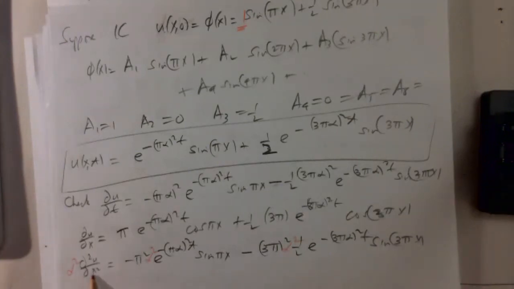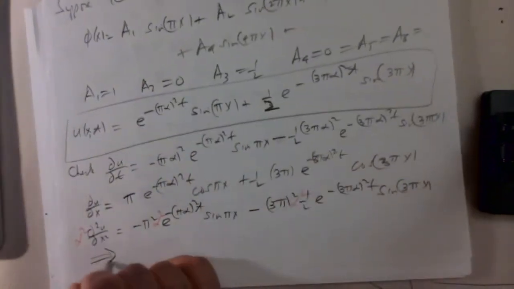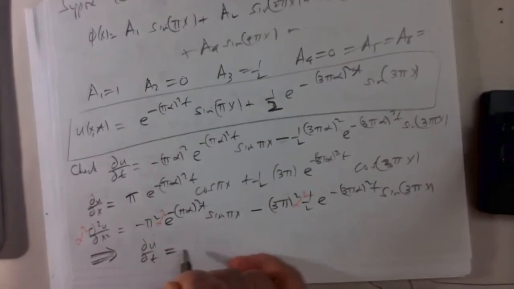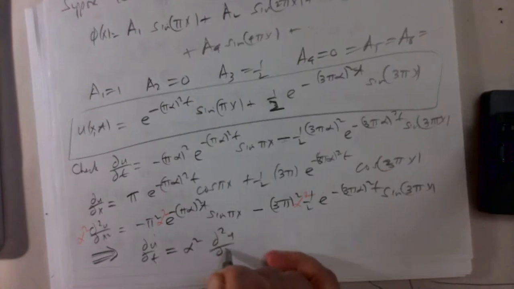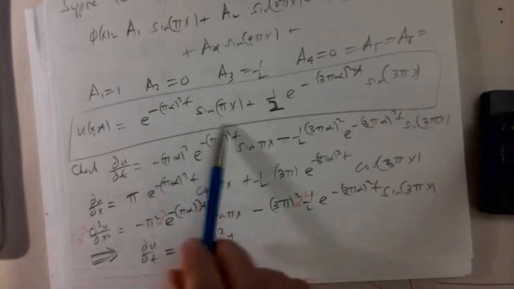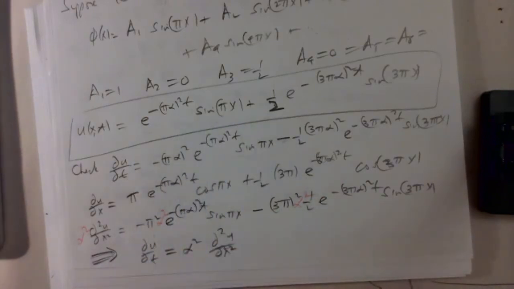So alpha squared times this, I might be off by a minus sign. I'm not sure why. Oh, no, that's right. Exactly. So partial u with respect to t. Just compare. This equals this. Partial u with respect to t equals alpha squared times the second partial of u with respect to x. So this is a solution of the differential equation, as of course it has to be.